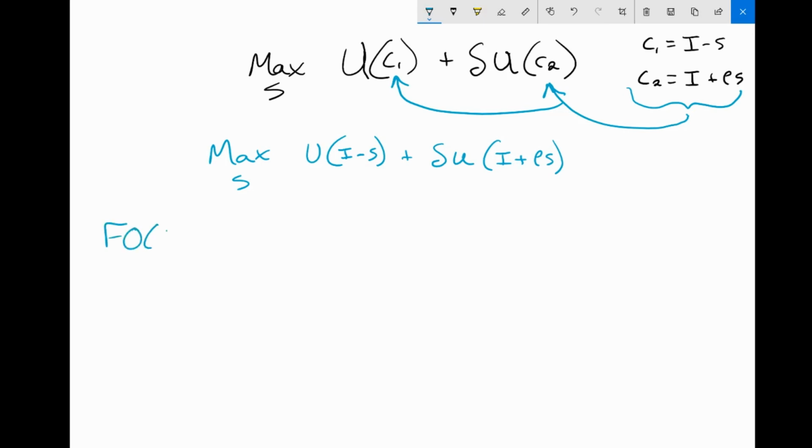First order condition. The derivative of u with respect to c1 times the derivative of the inner function, which is just -1, so we can rewrite that as negative the derivative of u with respect to c1, plus delta times the derivative of u with respect to c2 times the derivative of the inner function, which is just rho. Then I'll rewrite this in a way that looks a little bit cleaner.